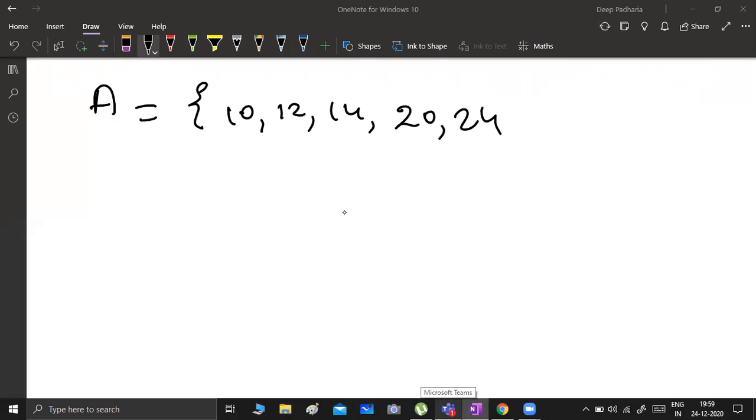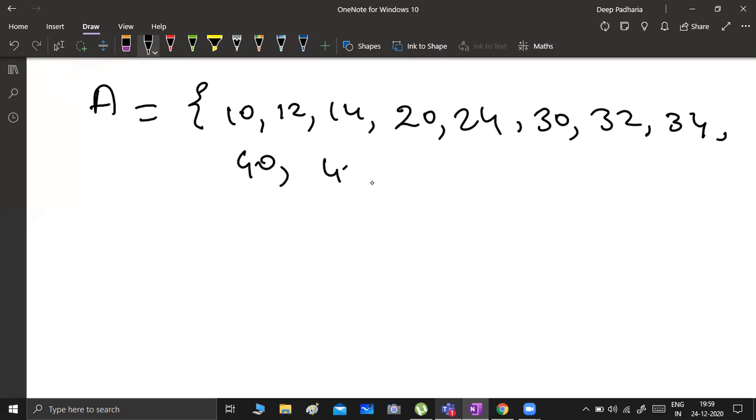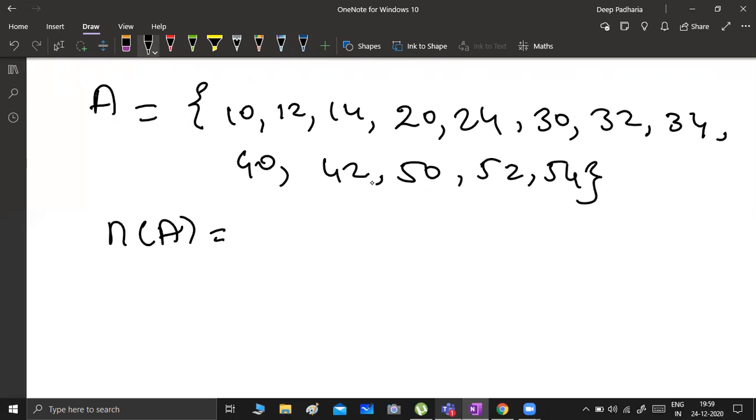Twenty-four and 25, 24 के बाद क्या आएगा बताओ? Think. 30, perfect. 30, 32, 34, 40. 40 के बाद क्या आएगा? 42, 44 नहीं आएगा. Please keep it in mind. 50, 52, 54. N of A is equal to 30. Just take 1, 2, 3, 4, 6, 7, 8, 9, 10, 11, 12, 13. Perfect. Talk about event B.